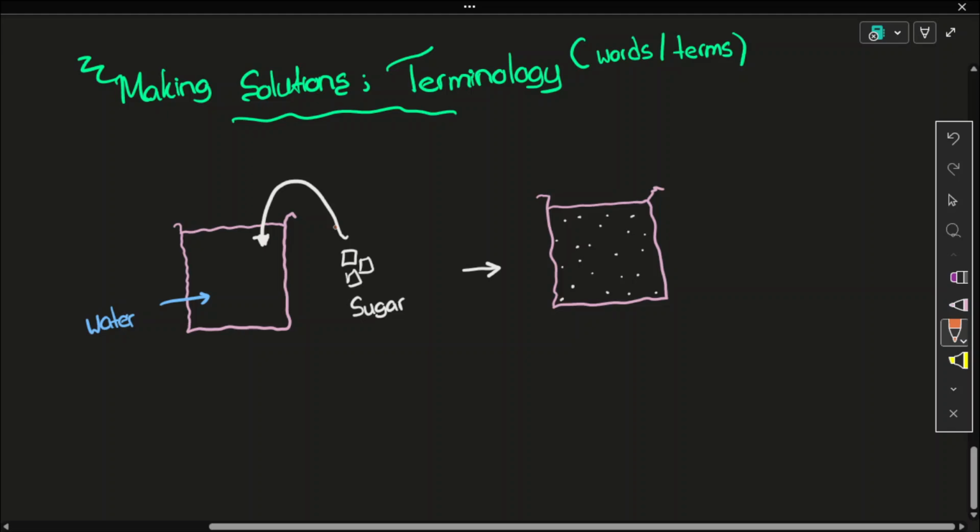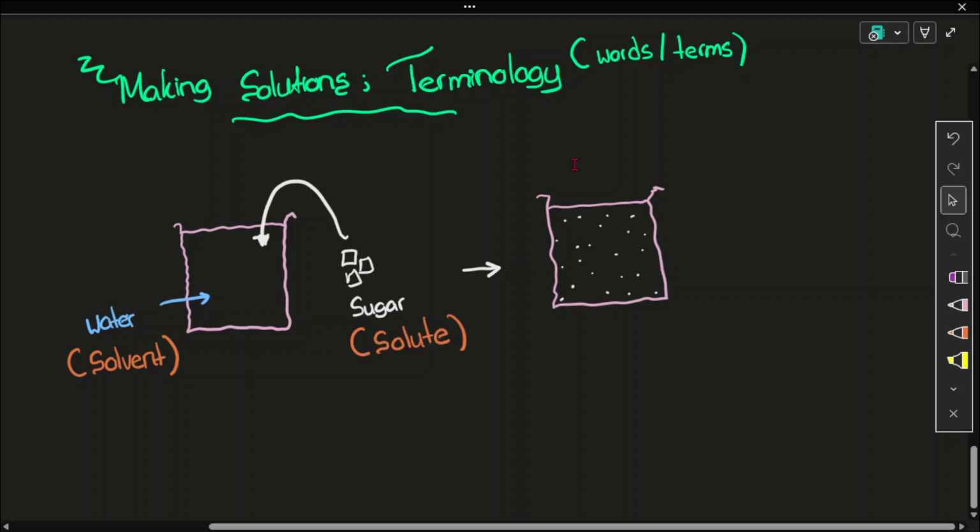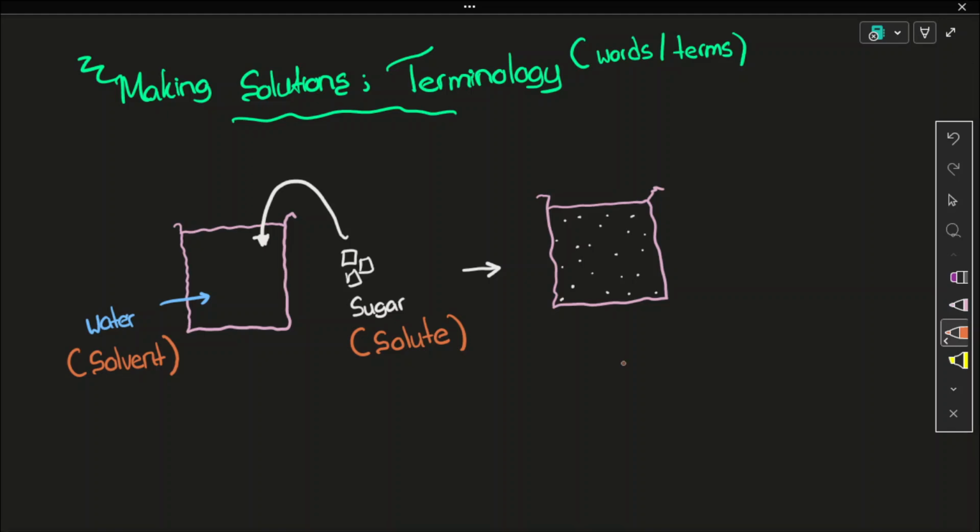This water that these sugar molecules dissolved in, we call that the solvent. The sugar, or the solid that simply dissolved in the solvent, we call the solute. What do we call it? The solute.